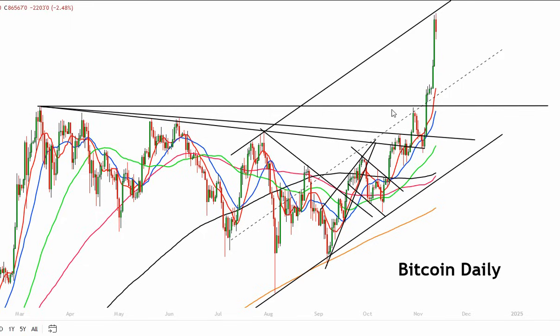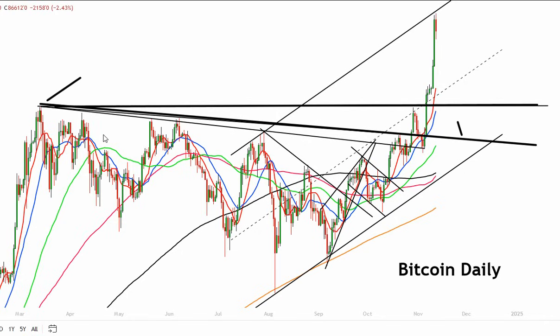If we do pull back, we'll be watching this horizontal level of support, 73,700 or so. If the bulls are to remain in control, the weekly time frame has to remain bullish. We've got to be able to hold above this trend line right here that we broke out of, and we have to be able to hold above 69,000, which is the peak from the 2021 peak. If we hold above those levels, bullish.